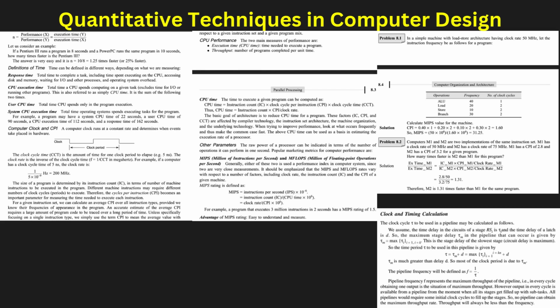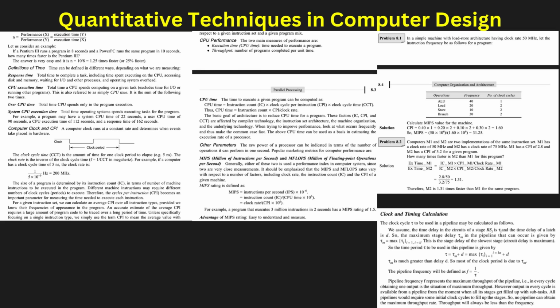So, quantitative techniques in computer design. Quantitative analysis is essential for evaluating and improving computer performance. It involves, you can say, measuring parameters like the clock speed, instruction throughput, and execution cycle. Performance is often analyzed using the equation you can see on the screen, the CPU execution time. The low CPI and higher clock speed result in faster execution.